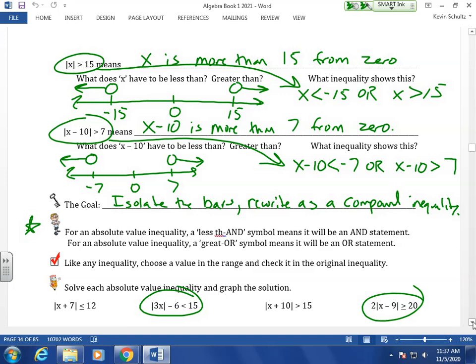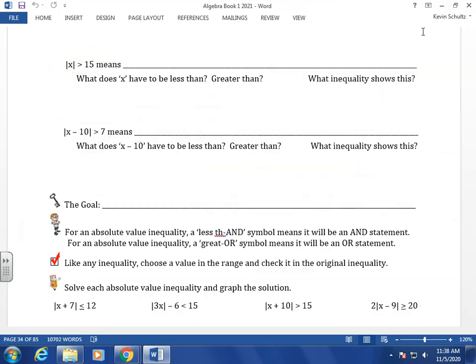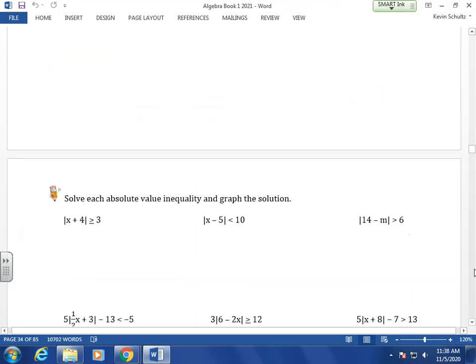How are we doing so far? Decent. All right. So let's look at some examples here, and let's practice what I've preached. Okay?